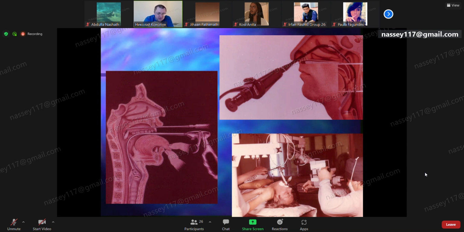We must be careful. Really, it's a very difficult manipulation, because we see the larynx through the mirror, and when we want to move in one direction, we see it move in the other direction. It's very difficult for inexperienced doctors.